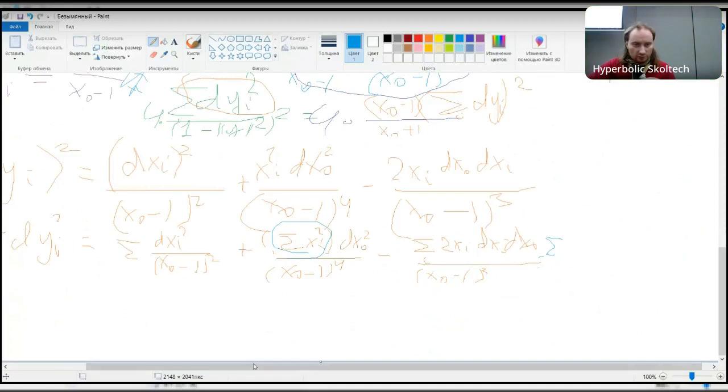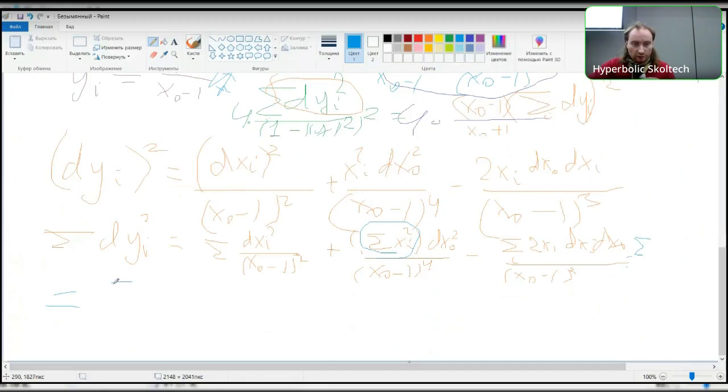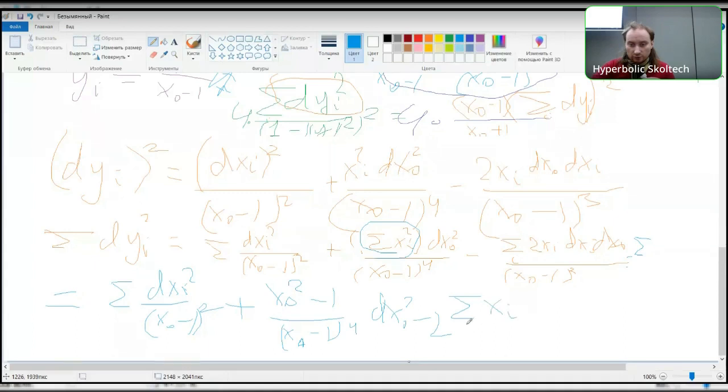And here we have x0 squared minus 1 divided by x0 minus 1 to the fourth power, dx0 squared, and minus 2 times the sum of xi dxi dx0 divided by x0 minus 1 squared. Yeah. Very interesting actually. Am I correct? Probably yes. Somewhat strange, but okay. I thought this would be different. Probably I should recompute it at home.